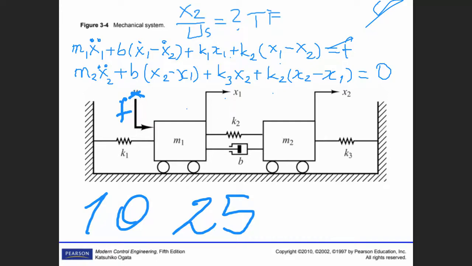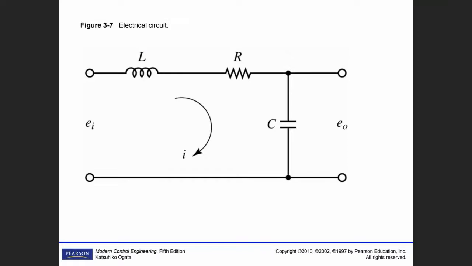Hello again. Now another example is this one. For this one, it's going to be easy for us. So we are all electric people. So I'm going to write the equations here first. Then I'm going to come back to the white paper. Okay. So let's start.